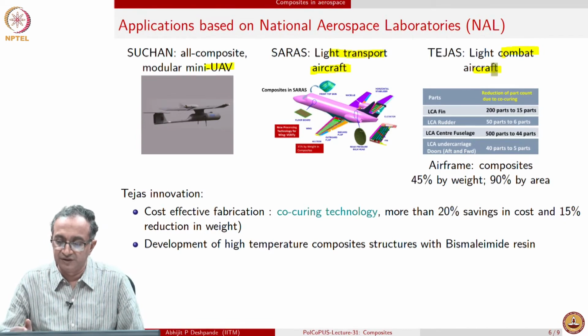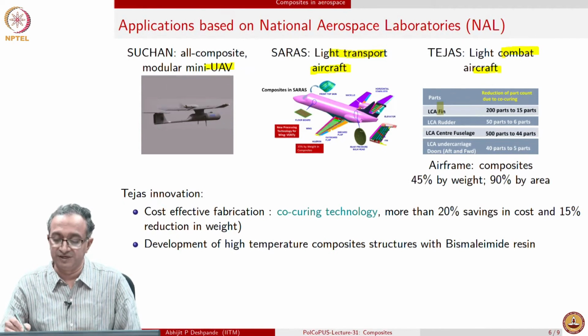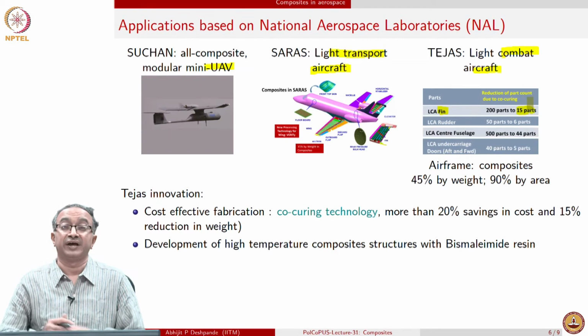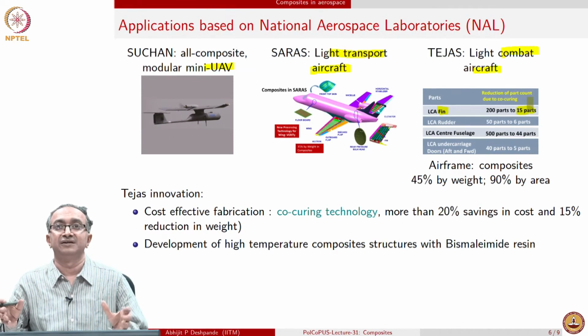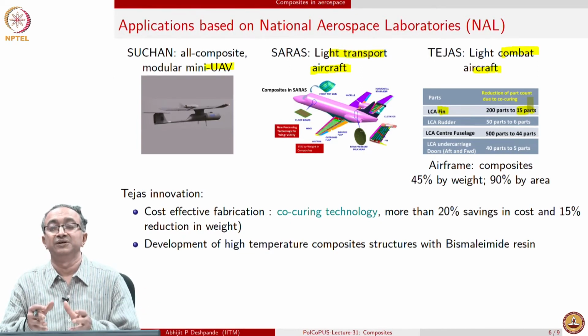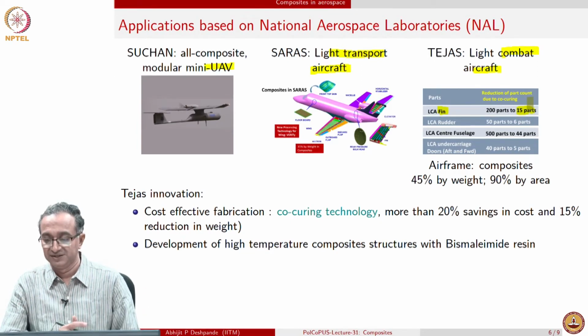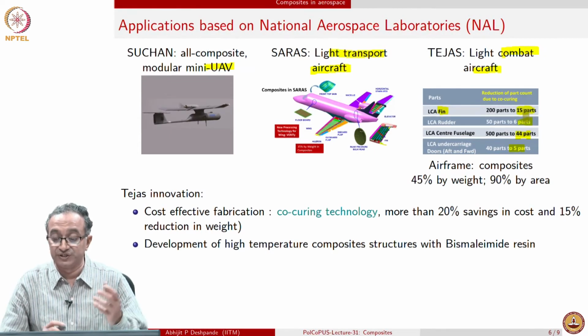And just to highlight, for example, the benefit of using composites here is that a fin in the light combat aircraft, because composites are used, can be made in one shot. Processing can be done together rather than making 200 different parts. Now you need to only make 15 parts. So, you can see how the part number goes drastically down whenever we start using composites.